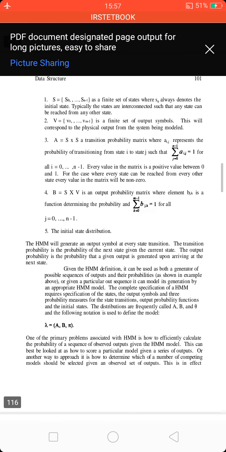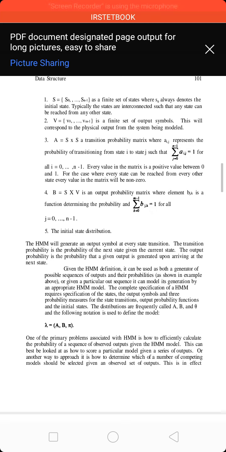First one, S equal to S0 to Sn minus 1. That is nothing but a finite set of states where S0 always denotes the initial state. Typically the states are interconnected such that any state can be reached from any other state. S means state, S0 is the initial state. Again, any number of states you can have. Next we have V. V is 0 to V m minus 1, a finite set of output symbols. Here you are taking the symbols, which correspond to the physical output from the system being modeled.